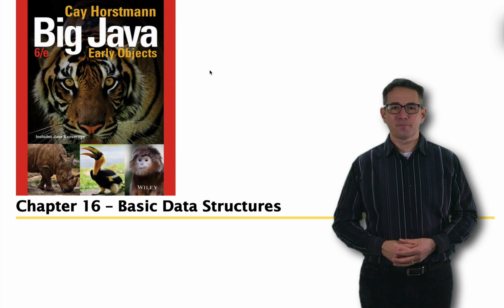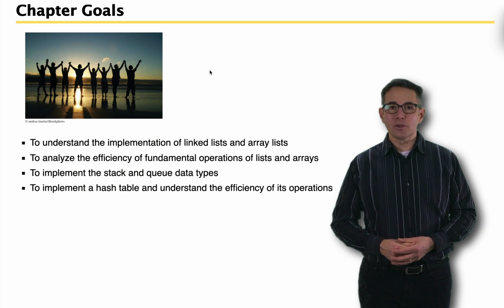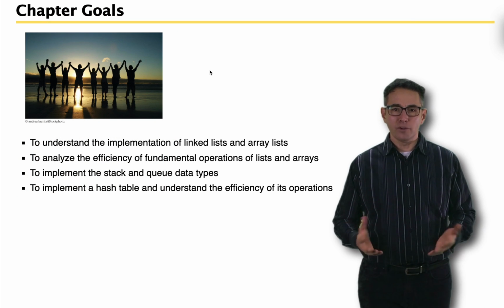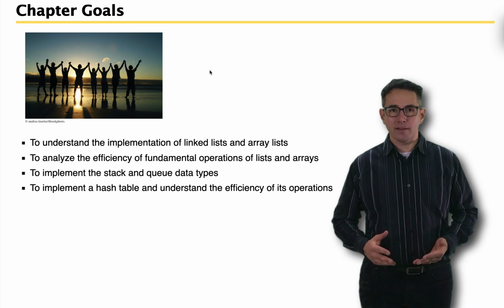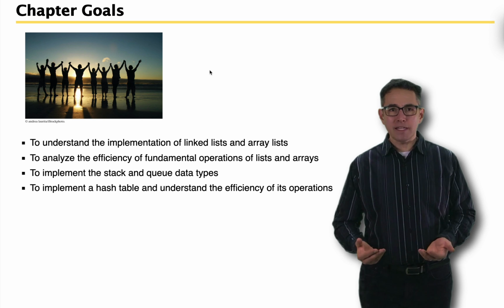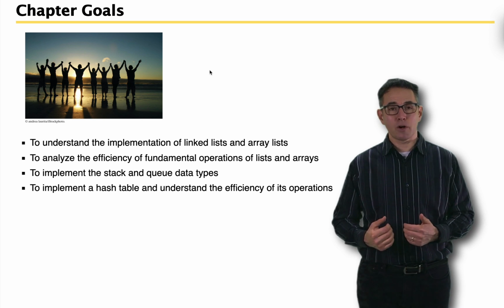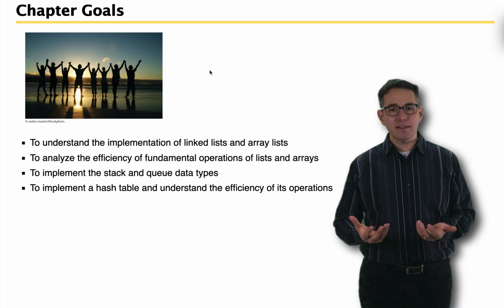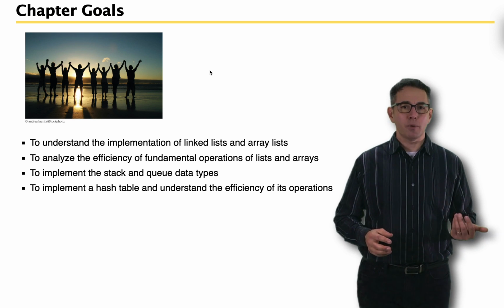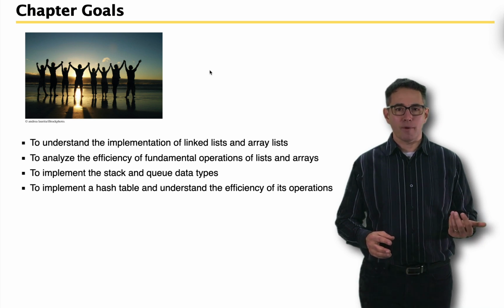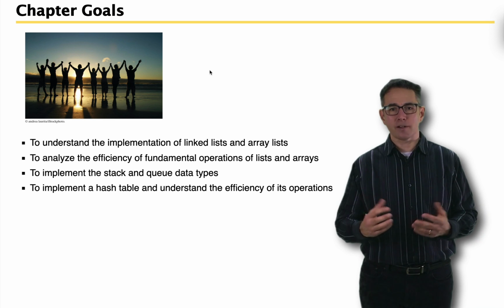Move right. So our chapter goals for this chapter are fourfold. We want to understand the implementation of linked lists and array lists. Now remember, when I say implementation, I'm talking about as a systems programmer, someone that's creating these kinds of data structures, the linked list and the array list, so that other people can use them, the API programmers. So we're creating an abstraction.